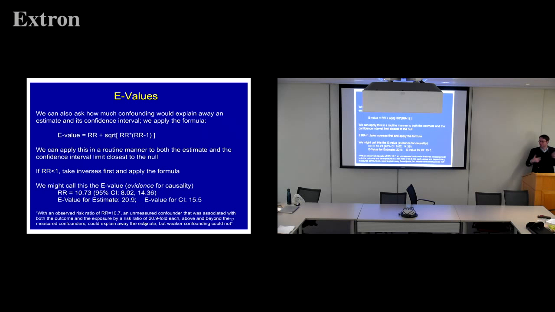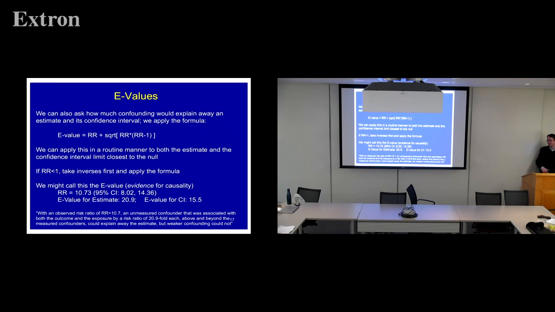It is possible to construct a scenario in which it could, but weaker confounding could not, where the strength of confounding is defined by that bias factor expression. There are two implications. One is that if both are greater than 20.9, then the effect could be neutralized, because these are conservative. That's a sufficient condition. The other implication is that at least one of the confounding associations has to be greater than 20.9. That's a necessary condition.